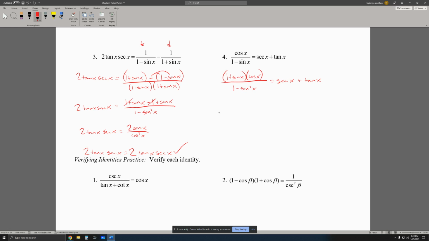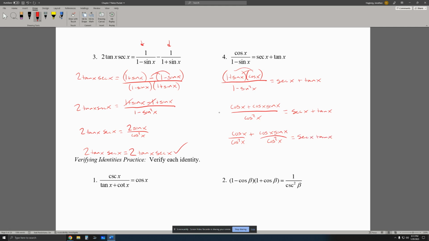Okay. So from here we have cosine x. I'm distributing this cosine x. Cosine x plus cosine x sine x all over cosine squared x. All right. Secant x plus tangent x. And what I'm going to do here is split this up into cosine x over cosine squared x, I'm splitting up this denominator, plus cosine x sine x over cosine squared x. And that's equal to secant x plus tangent x.